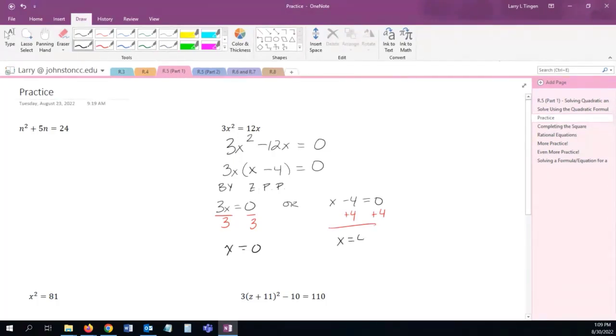And I now have x is equal to 4. So my solution set contains 0 and 4. We don't need to check our answers yet. You're more than welcome to. If you plug in 0 for x, on both sides you get 0. If you plug in 4, on both sides you're going to get 48 equals 48. So they both check. But there is our solution.